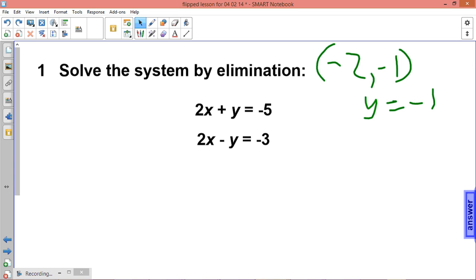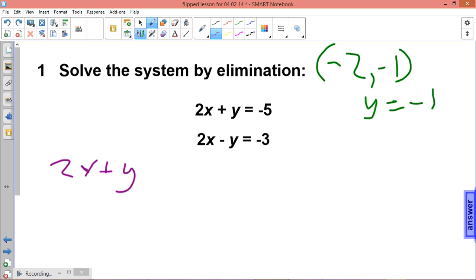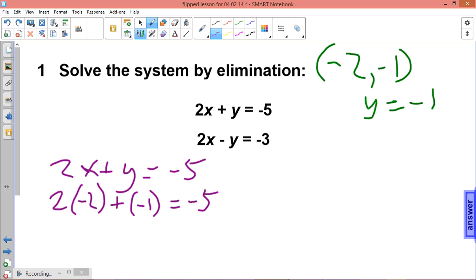I have to do both of these, remember? So my first one, 2x plus y equals negative 5. I'm going to check 2 times negative 2 plus negative 1 equals negative 5. So 2 times negative 2 is negative 4 plus negative 1 equals negative 5. Is that true? Well, negative 4 plus negative 1 is negative 5. So negative 5 equals negative 5. I did that one right. Let's go to the next one.